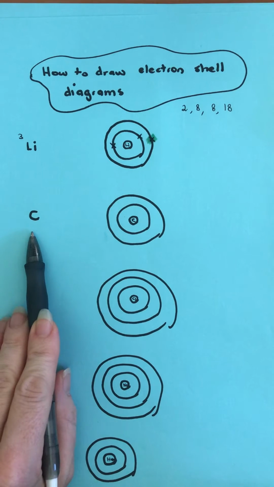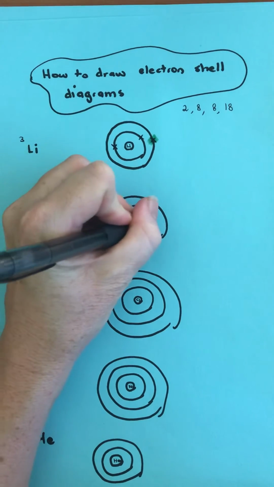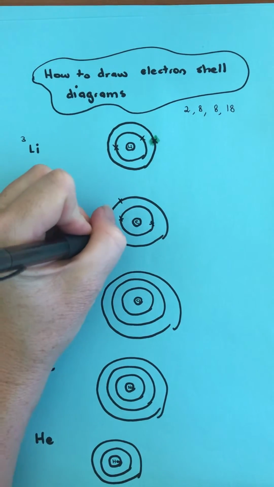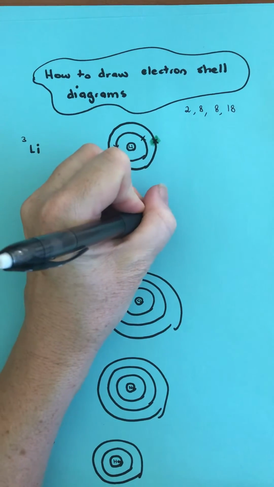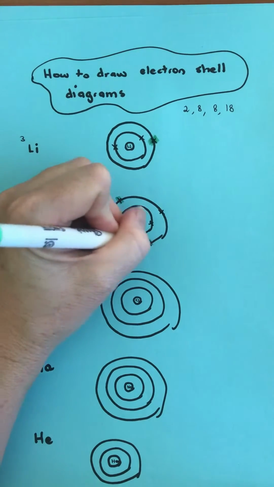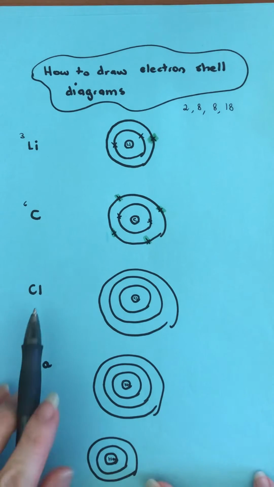Then I've got carbon. Now carbon has an atomic number of 6, so that means it has 6 electrons. So I'm going to put 2 in the first shell, and then the remaining 4 I'm going to put in the second shell. So that means that carbon has 4 valence electrons that are there to either give to another element when it joins, or take 4 on to get a full shell. That's what we're always aiming to get, a full shell.